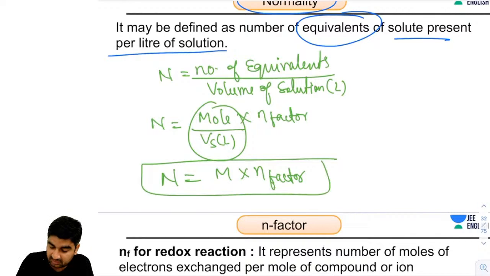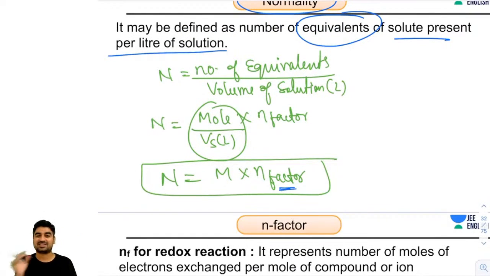So guys, everything is moving to n factor. What is this n factor, sir? What is this n factor? So now I will tell you the n factor and its calculation. What is this n factor and how to calculate n factor?